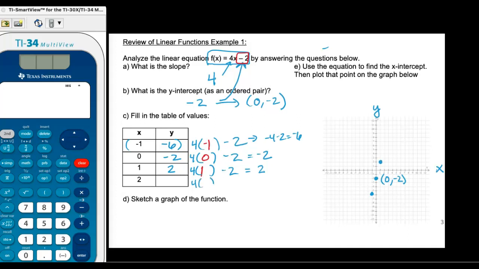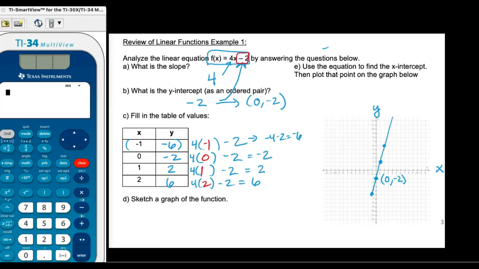And then last point, we're going to plug in x equals 2. So 4 times 2 is 8, minus 2 is 6. So that gives us the point 2, 6. Now, are these the only points on the line? No, there are infinitely many points on the line. These are the points that I got because of picking the values -1, 0, 1, and 2 for x. You could certainly pick different numbers for x and get the same line. So they should all connect to make a line, and in this case, they do.